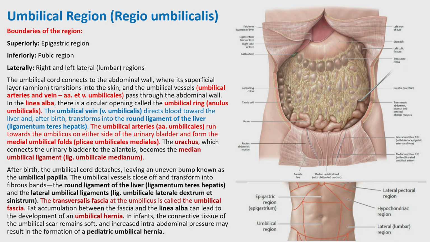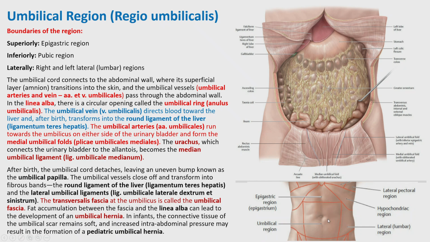Umbilical region, as we mentioned, is a place of the mesogastrium. And in the center, superiorly is the epigastric region, inferiorly is the pubic region, and laterally are the right and left lateral regions, or the flank region, or lumbar region, as they also call it.